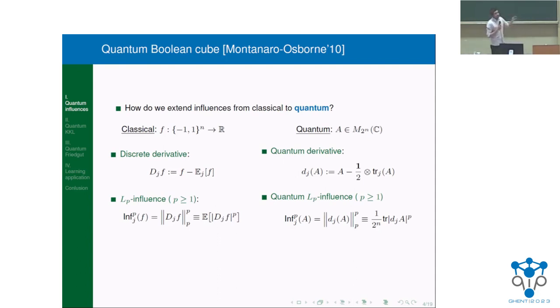Then, given the parameter p greater than or equal to 1, you can define the notion of an Lp influence, that is simply the expected value of the p-th power of this discrete derivative corresponding to bit j on the function f. In the quantum case, this is easily extended by essentially replacing the average by weighted Schatten norms. So the quantum Lp influence of my matrix A will simply be the normalized Schatten p-norm of this quantum derivative. And again, as in the classical case, where balanced functions are functions of average equal to 0, in the quantum case, they will just be traceless operators.